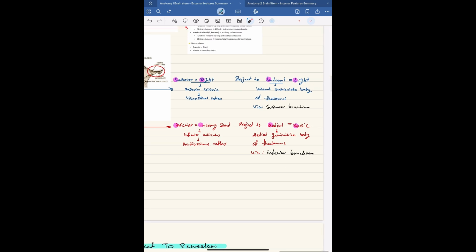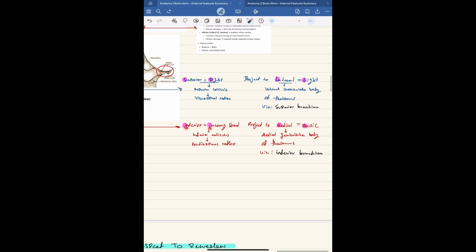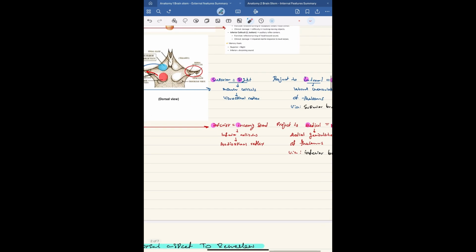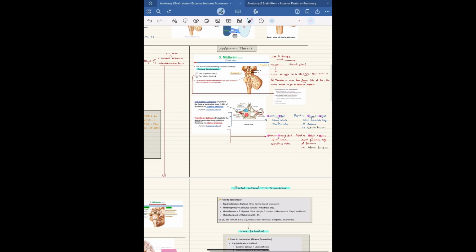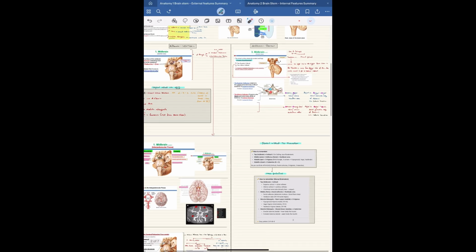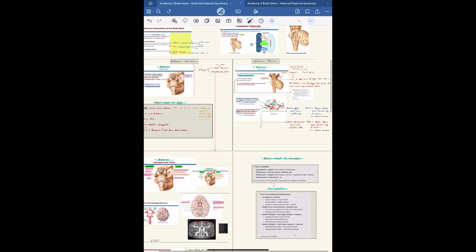Here, I wrote these here. Inferior, incoming sound. So I immediately remember auditory. So it's responsible for the audiospinal reflex. Okay. So that's about it for the dorsal aspect.